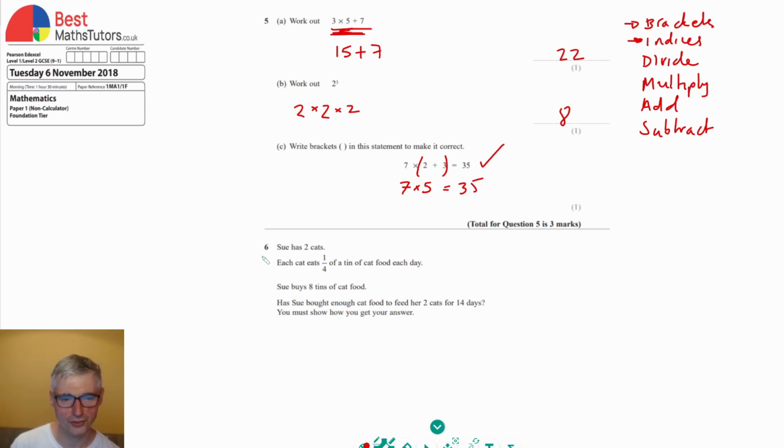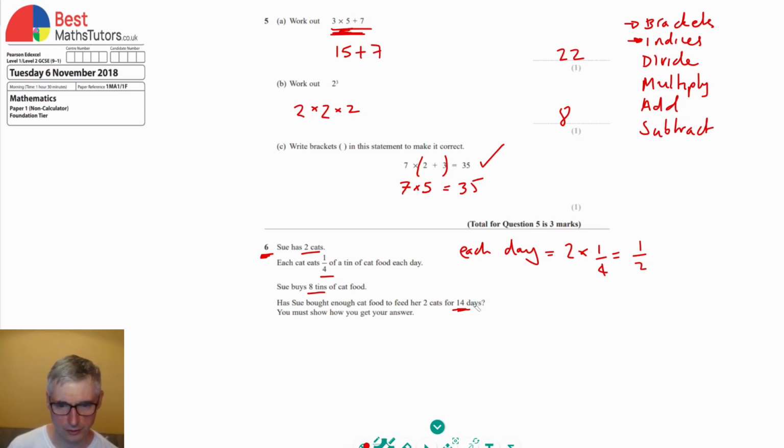If we now move on to question 6, this is a little bit more of a word problem. Sue has 2 cats, and each cat eats a quarter of a tin of cat food every day. If she buys 8 tins of cat food, has she bought enough to feed her cats for 14 days? What I might do is work out how many tins of cat food she will need for 14 days. Each day, if she's got 2 cats and they each eat a quarter of a tin, then each day we're going to eat 2 times 1/4 of a tin. So 2 times a quarter is actually a half. So 2 quarters do make a half.